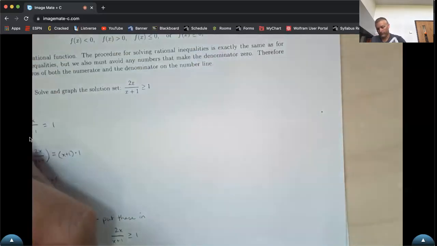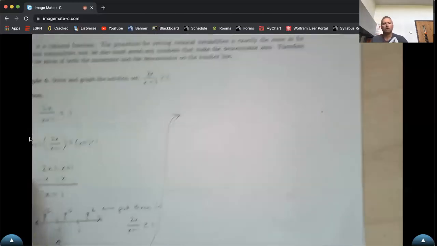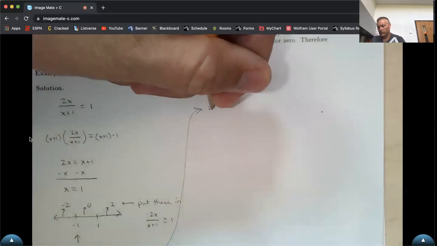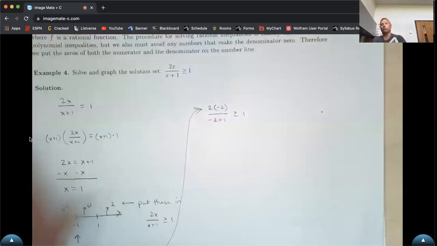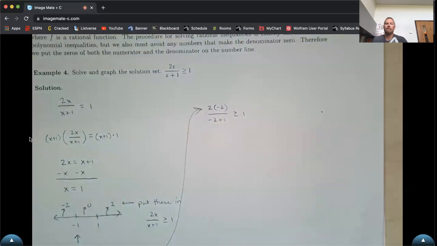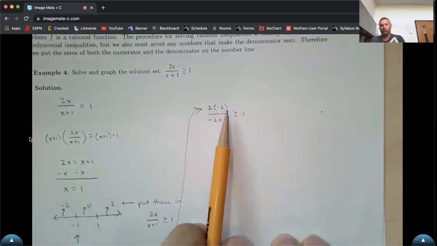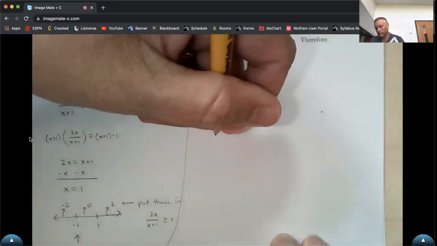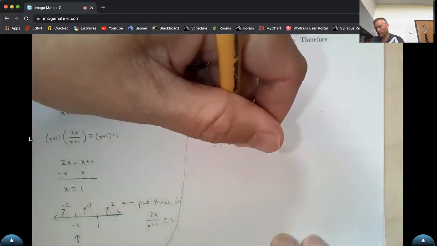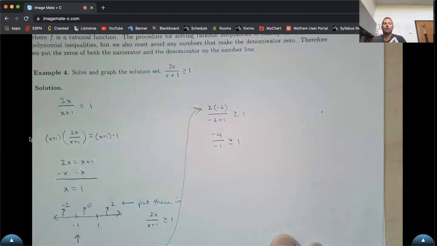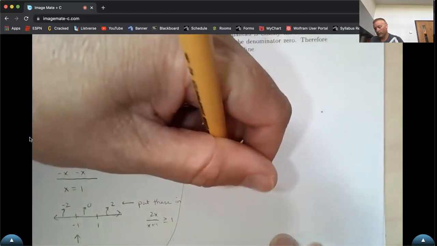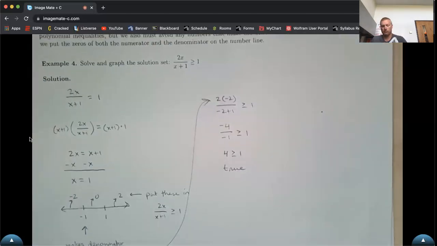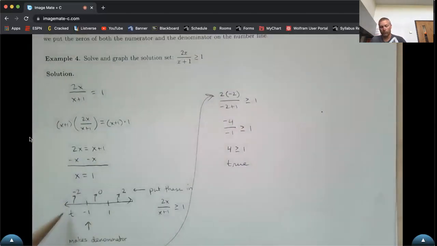Okay, so let's use -2. So that's 2 times -2 over -2 plus 1 greater than or equal to 1. So I have -4 over -1. So that would say then that 4 is greater than or equal to 1, which is of course a true statement. So I'll put a little t here for true before -1.